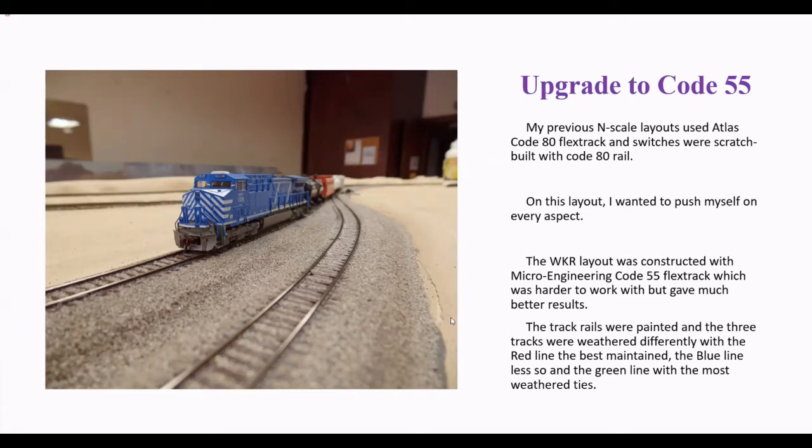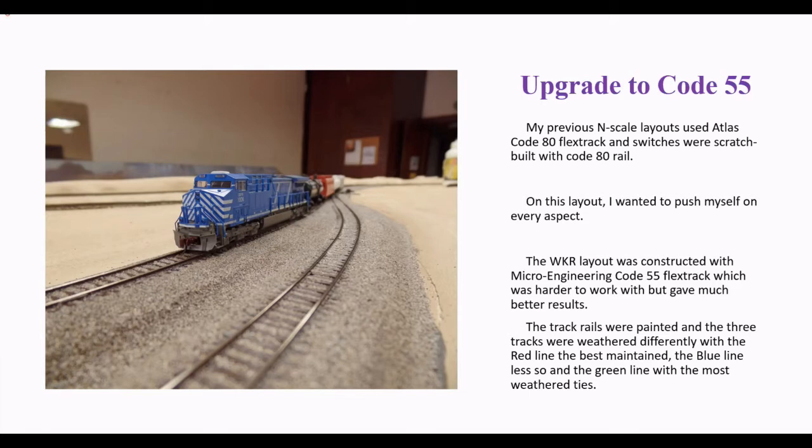But I also detailed the track itself a little bit differently. So the outer track for the high-speed rail has very few deteriorated ties on it. The middle track has more weathering on the rails, and the sidings particularly are the worst weathered.